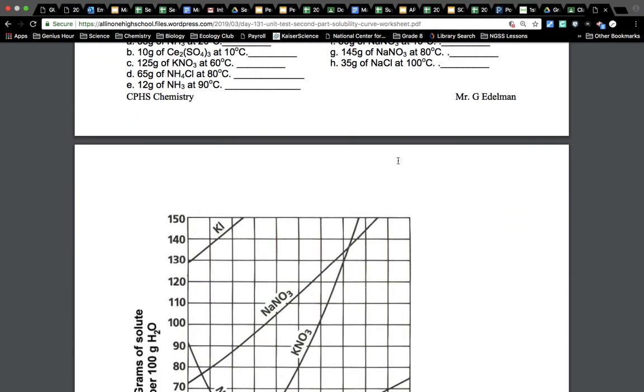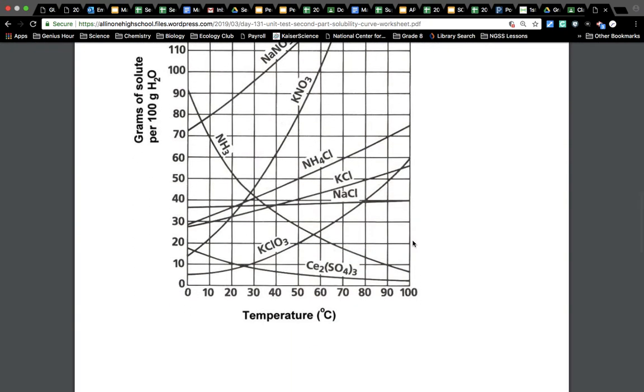35 grams of NaCl at 100. 35 is down here, so that looks like it would be unsaturated. It could still hold a few more grams of salt at that temperature.